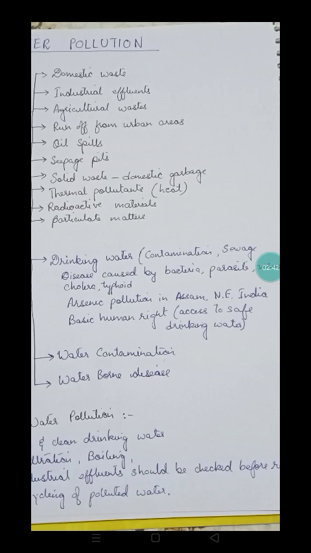Then sewage pipes are also interconnected with that. Now this causes a lot of waterborne diseases. For example, diseases could be caused by bacteria, parasites, cholera, typhoid, etc. Another water pollution is arsenic pollution, which is seen in Assam and the other states of northeast India.